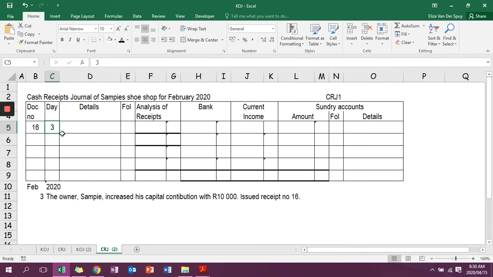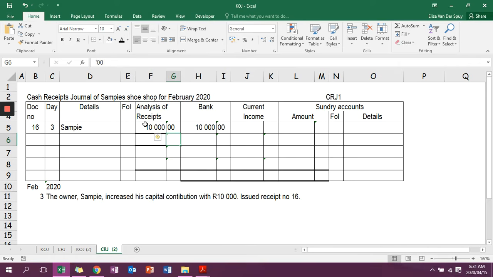Details, from who did we receive this receipt? From who did we receive this money? Right, so it's a receipt, specific person, so we received it from Sampie. All right, how much? They don't say that it was directly deposited into our bank account, so we will receive the money in our business, and it's 10,000 Rand. All right, is it all the money for the day? Yes, so we draw a line underneath analysis of receipts, and we put the money into our bank.